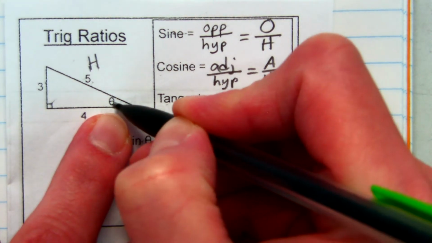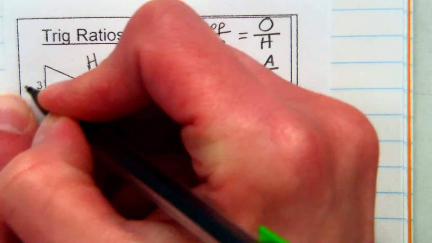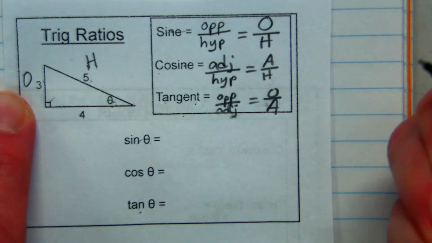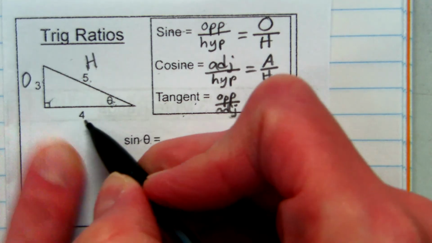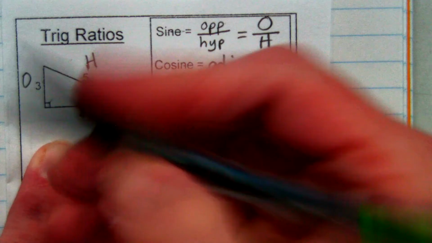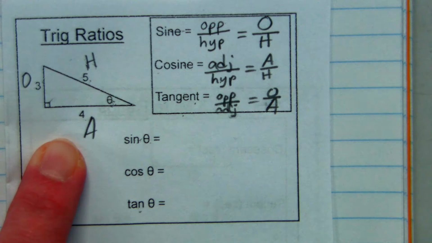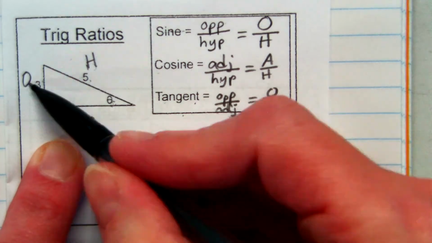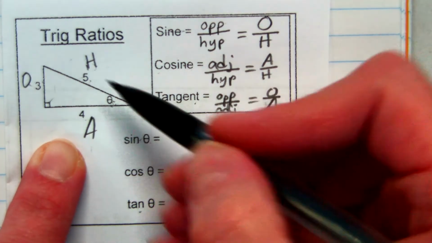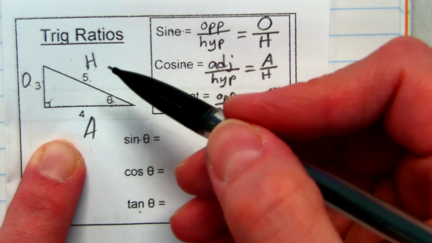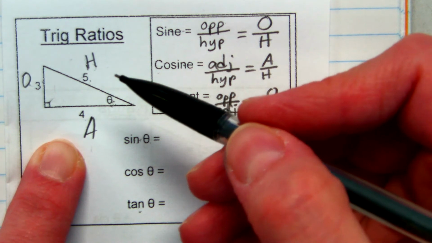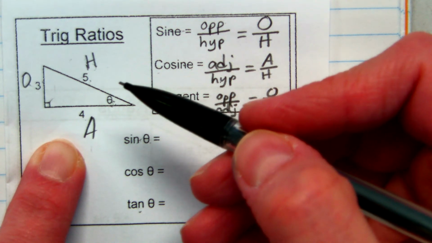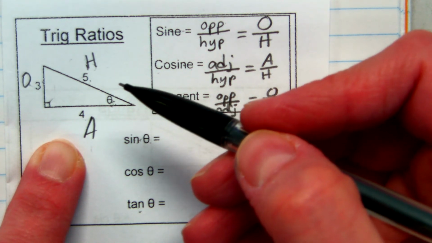So what is opposite angle theta? 3. So I'm going to put an O over there for opposite. And then the one that's left is adjacent, that would be this one, which is A. Okay? So if I did happen to give you notes that are filled in, make sure you're looking at your paper, because I don't know if I wrote everything in. Make sure you're paying attention.